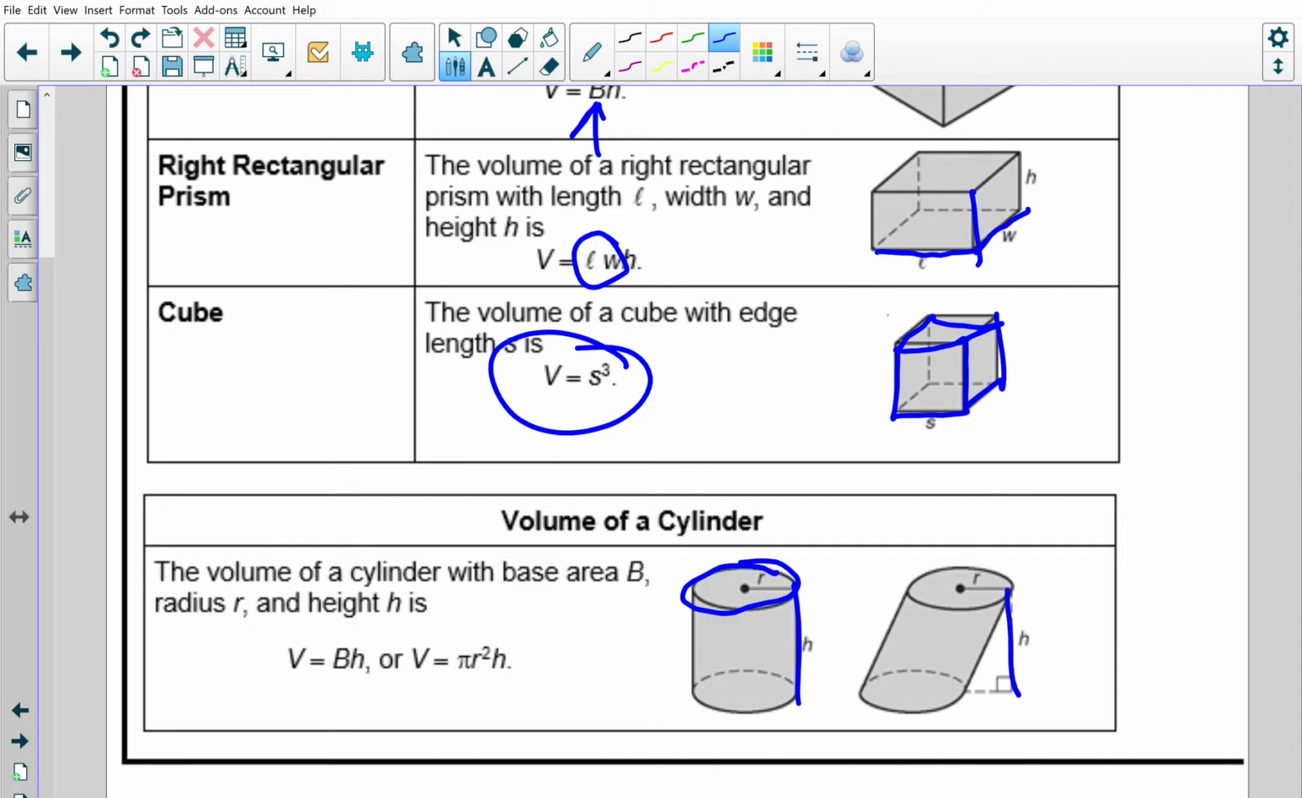That's the perpendicular height. Okay, this is called a slanted cylinder. You want this perpendicular height. Still that guy. Area of the circle. Let's take a look at some examples now.